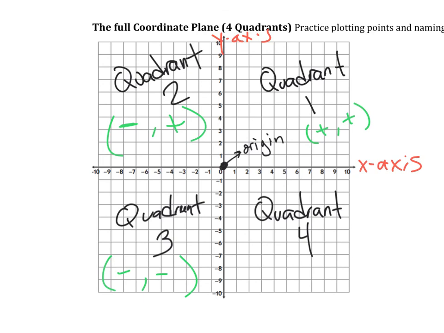For quadrant 4, we have positive x values. So that's positive x values. We also have negative y values for quadrant 4. So positive, negative is how you'll always have coordinate points in quadrant 4.